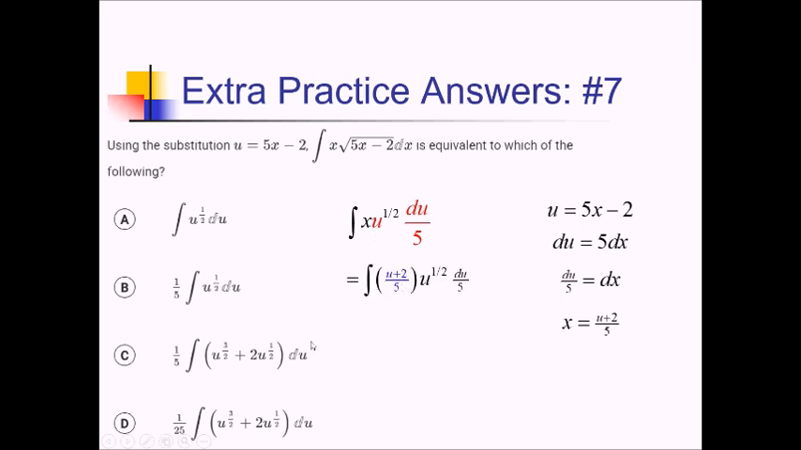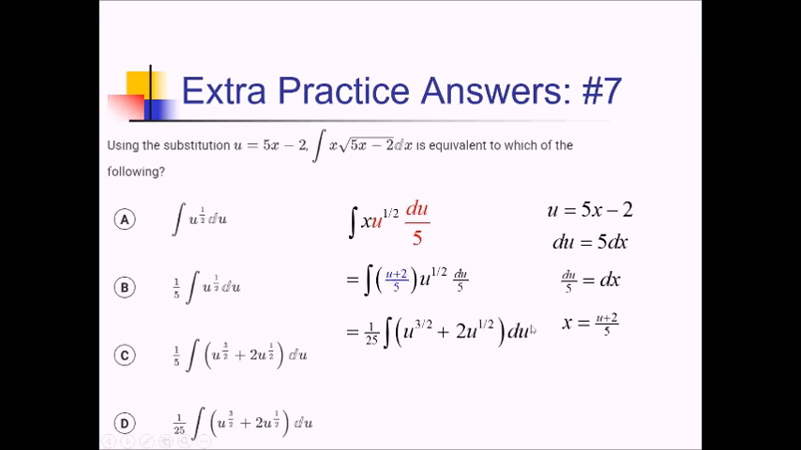Still doesn't quite look like any of these, so we have to massage this a little bit. I notice that I have a 1 over 5 over here and another over 5 here. I can actually take those out as a 1 over 25 out in front. And inside now, really, I just have u plus 2 and this u to the 1/2 power. I can distribute this u to the 1/2 to get u to the 3/2 plus 2u to the 1/2.